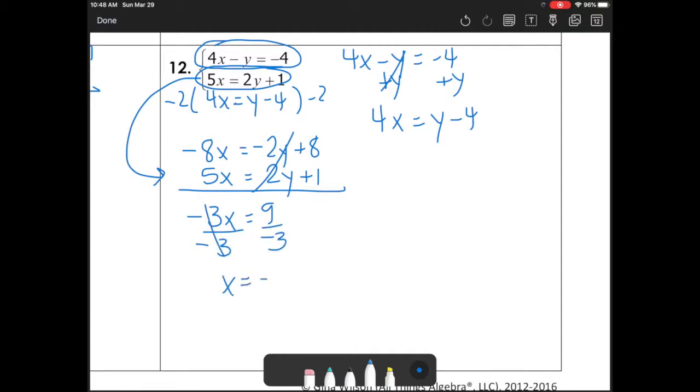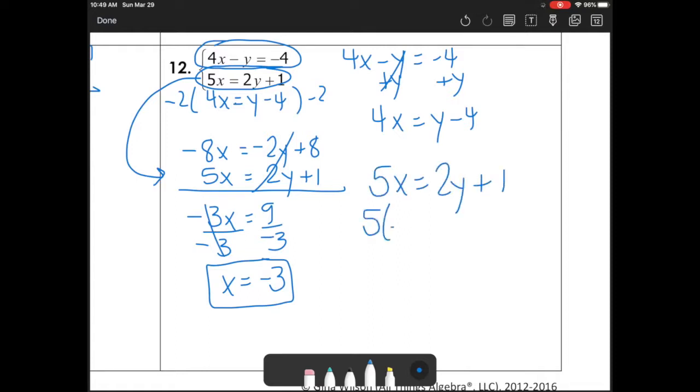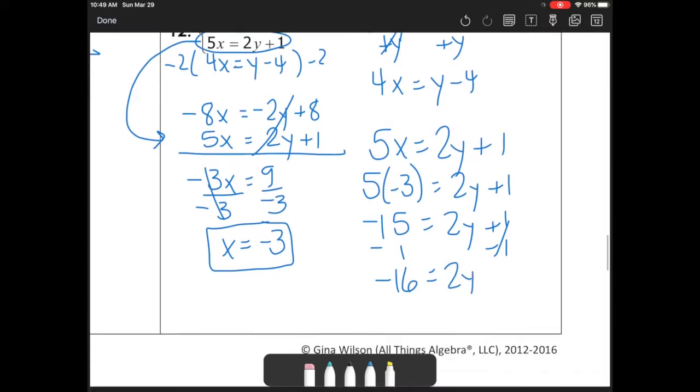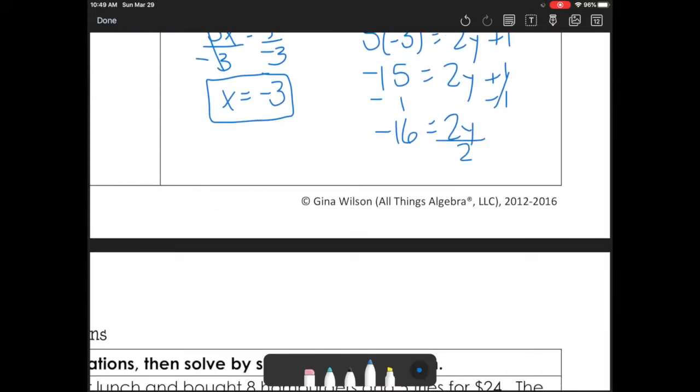Choose one of the original equations to write it in. I'll go for that second one, I guess. 5x equals 2y plus 1. 5 times negative 3 equals 2y plus 1. Negative 15 equals 2y plus 1. Subtract 1. Negative 16. Let me slide this up some. Divide by 2. Y equals negative 8. All right, so I've got negative 3, negative 8 is my solution.